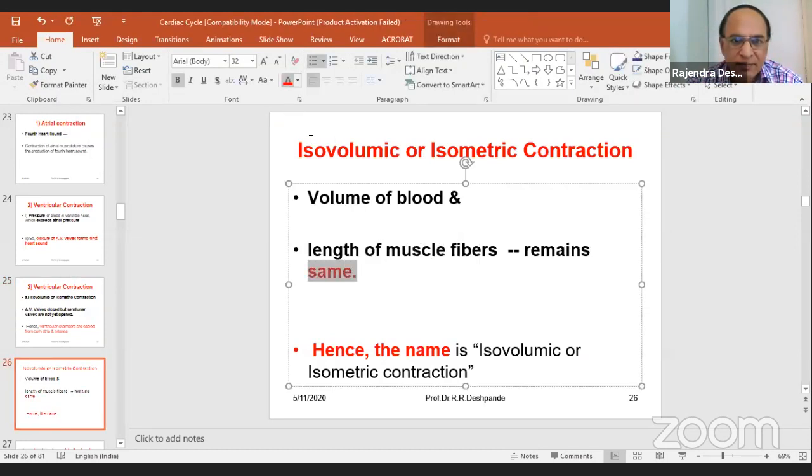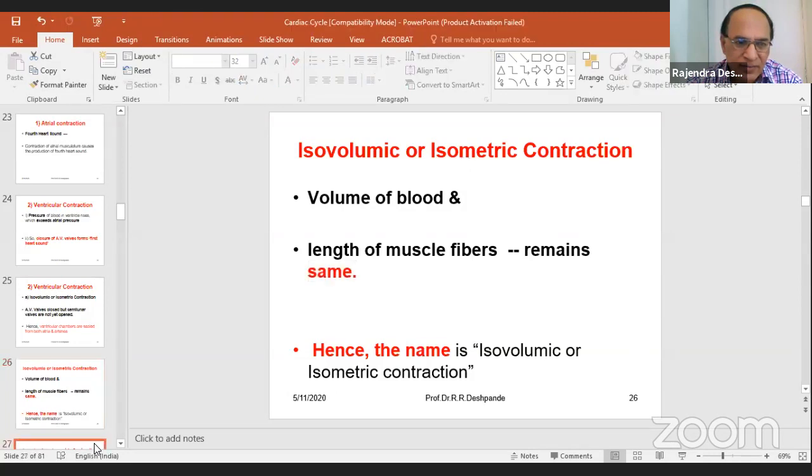I will make it red. Here you see, iso, same. Hence the name. Why is the name isovolumic? The blood volume and the length of the muscle fibers of the ventricles stay the same for the whole event. Maybe 0.11 second, but it is fixed. That's why isovolumic, okay? Next.